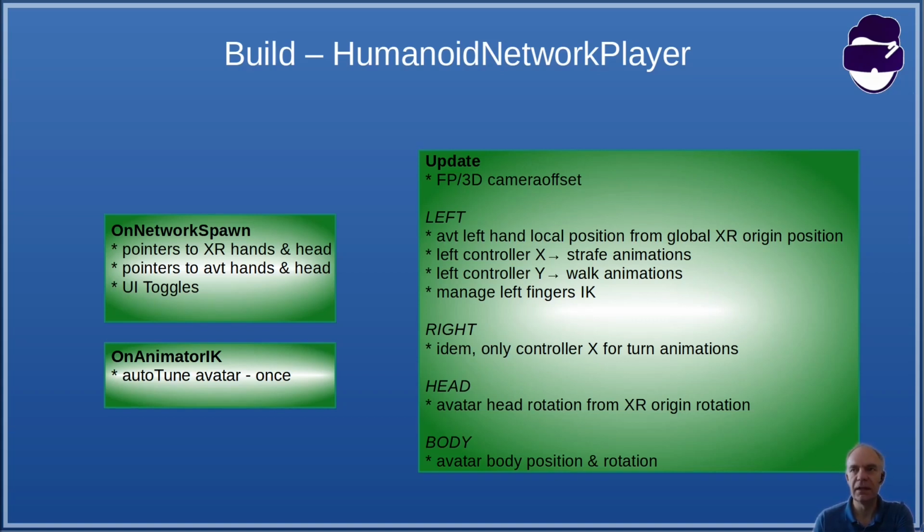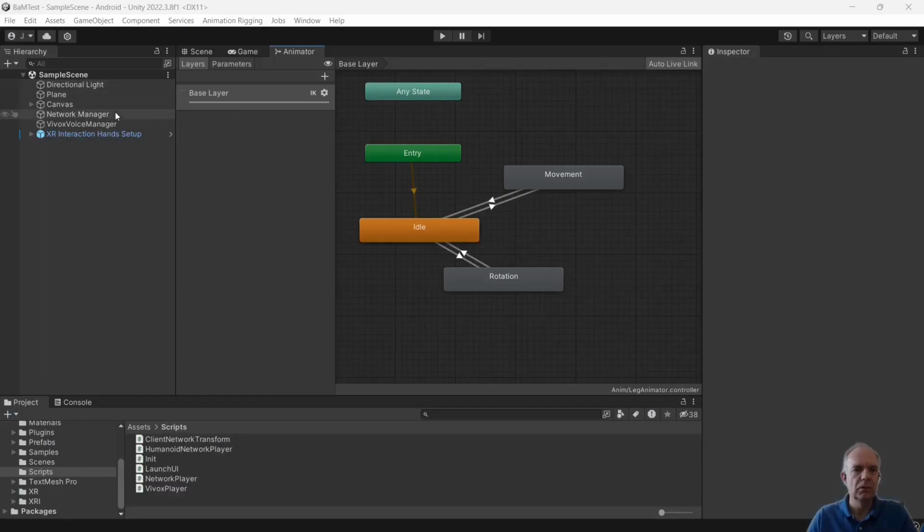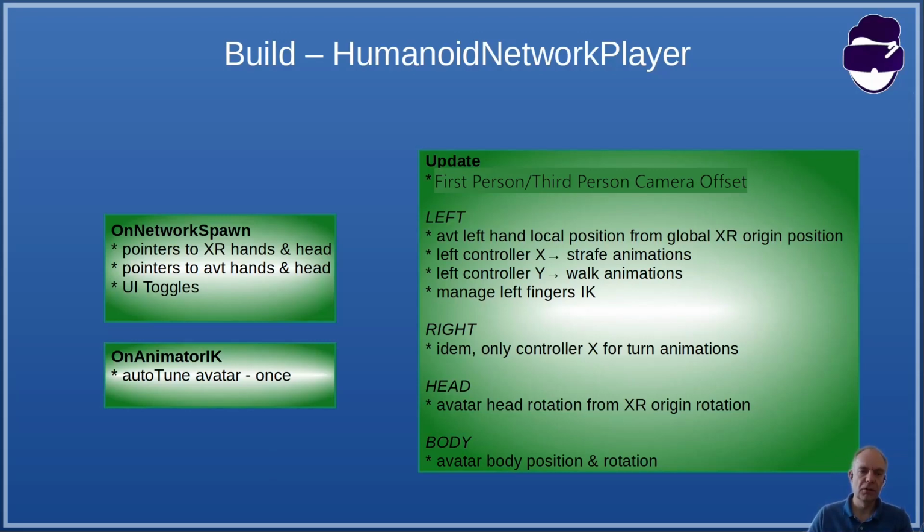The OnAnimatorIK function is triggered by, if you remember, the animator we created. So let's go back to Unity. In the animator and the base layer, click the IK here and you see IK pass. Once you have turned this on, the OnAnimatorIK function will be called. And we will use that only once in our function to auto-tune the avatar. And why is that? We want to know the exact position of the foot of the avatar.